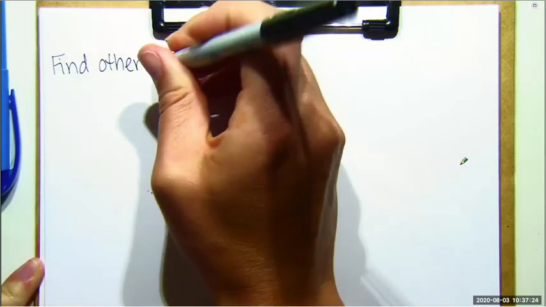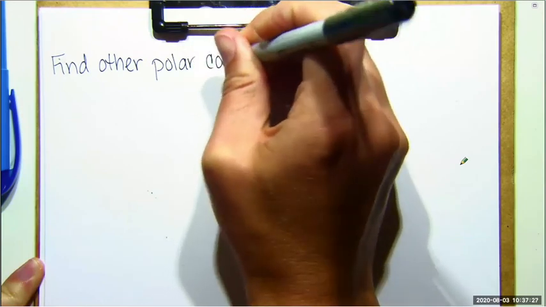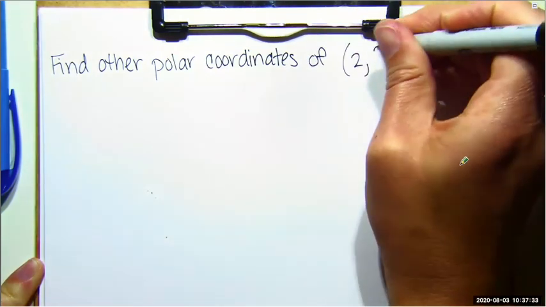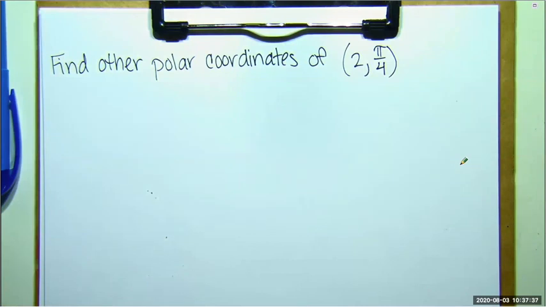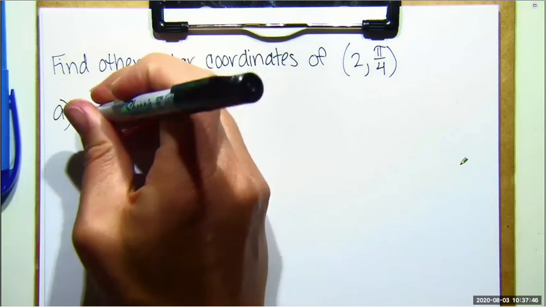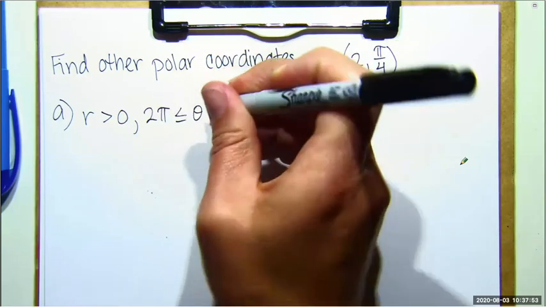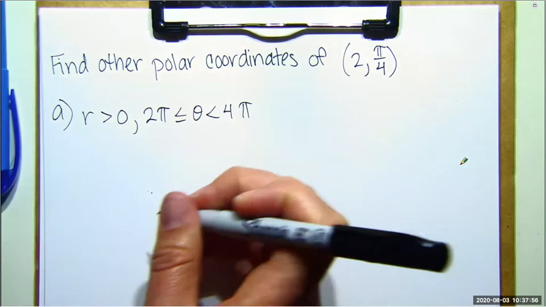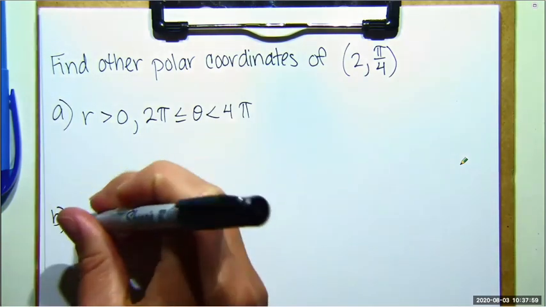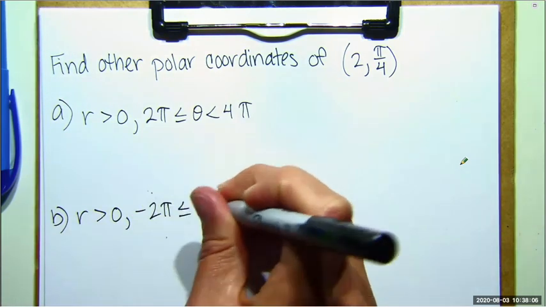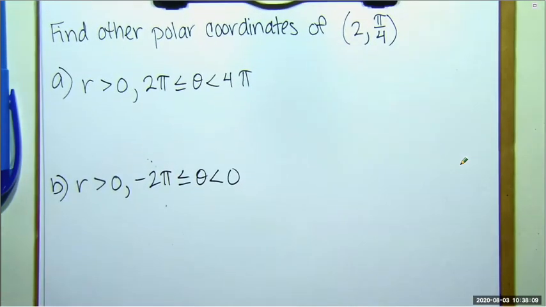Find other polar coordinates of 2 comma pi over 4. And we have a few different parts here. A, they want r to be greater than 0, and they want us to find theta between 2 pi and 4 pi. We'll do a part B. They want r to be greater than 0 and theta to be between -2 pi and 0. And then we'll do a part C here.